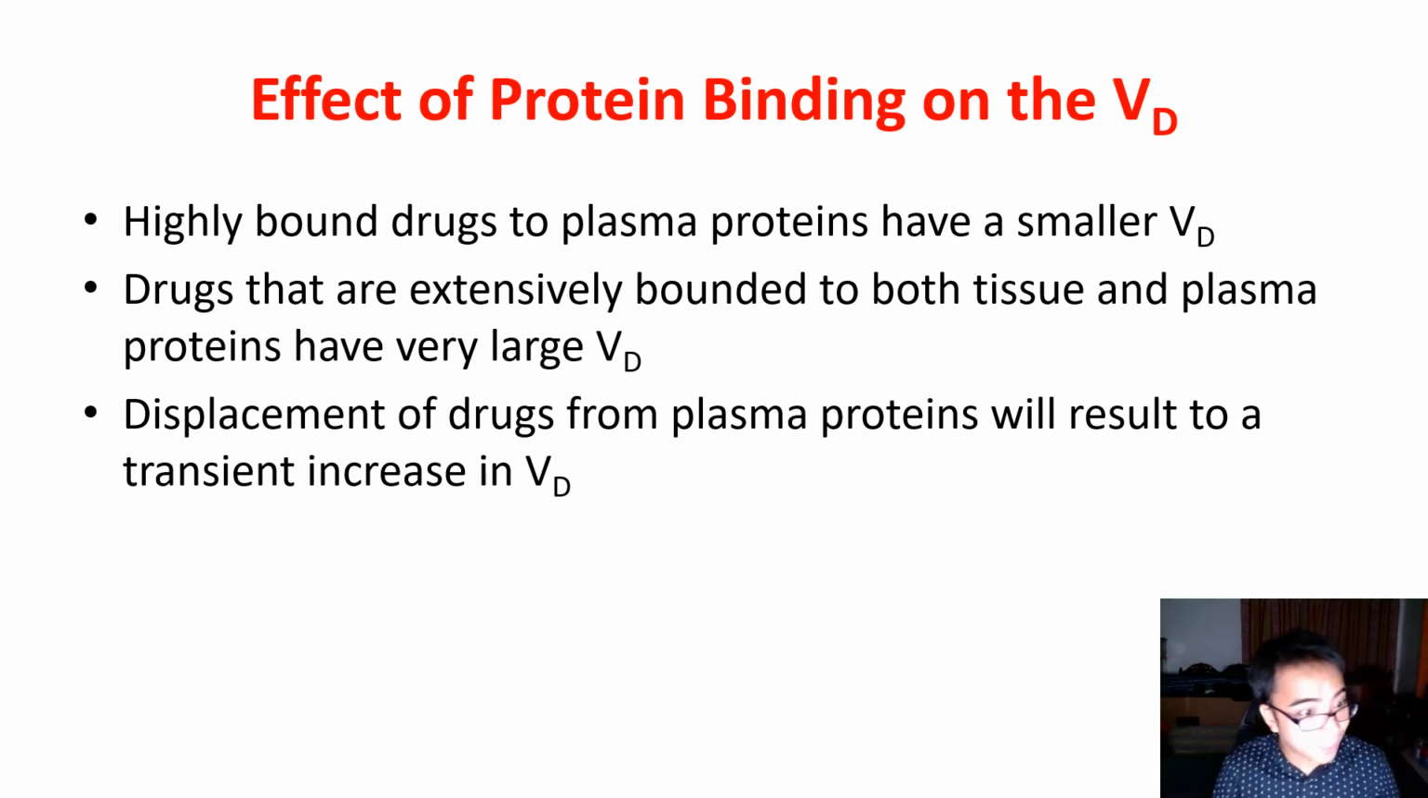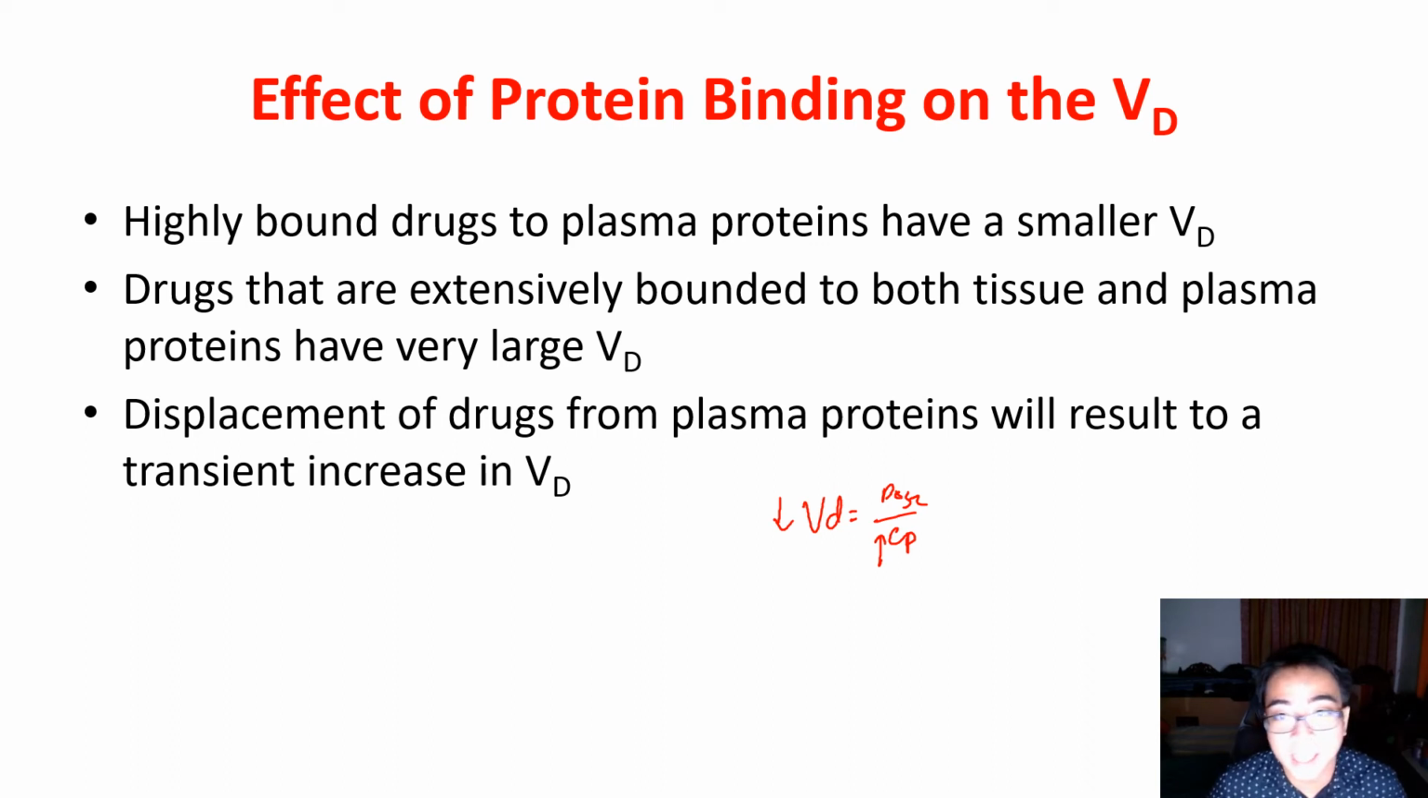Okay. So, what's the effect of protein binding on VD? We've mentioned this a while ago. Highly bound drugs have smaller VD. Let's explain: if a drug is protein bound, it stays in the bloodstream. The formula of VD equals dose over CP, so the more a drug stays in the plasma or in the bloodstream, the lower the VD. In terms of proportionality, they are inversely proportional.